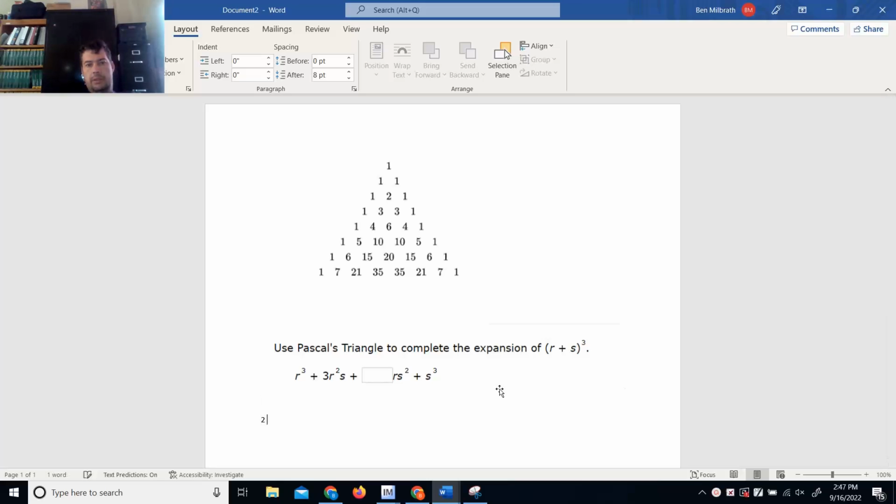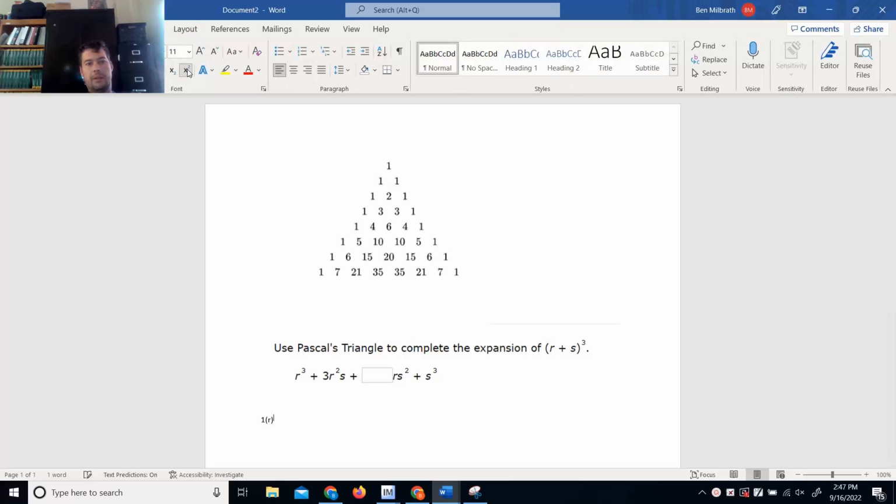So we have a 1. These are easy. 1, it's r plus s. If I was actually doing binomial theorem, I would say r to the... I had to use r. Makes it look like copyright. R cubed, s to the 0.